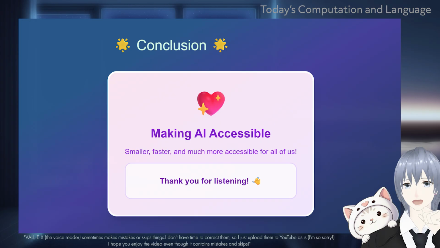So, this paper is not just some abstract theory. It is a very practical stepping stone to making powerful AI smaller, faster, and much more accessible for all of us. It is really cool stuff.